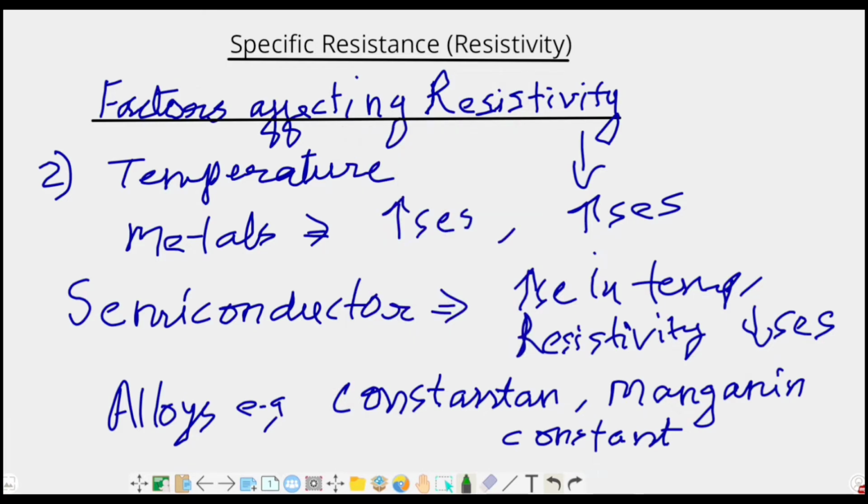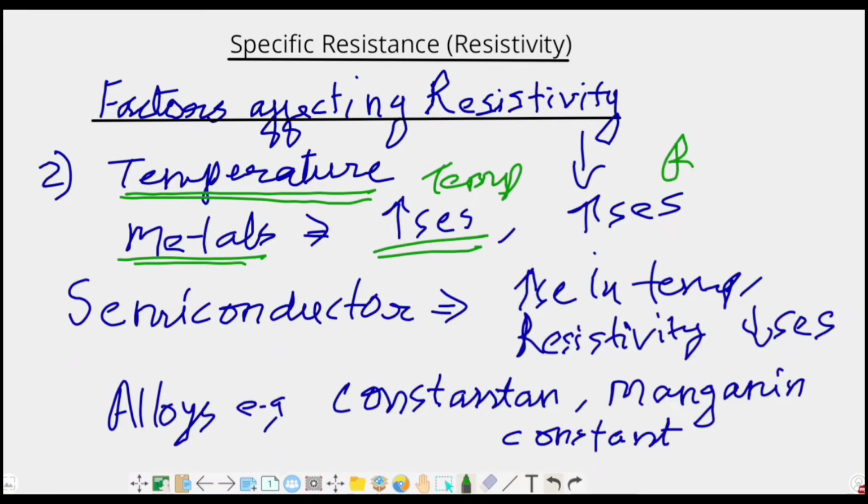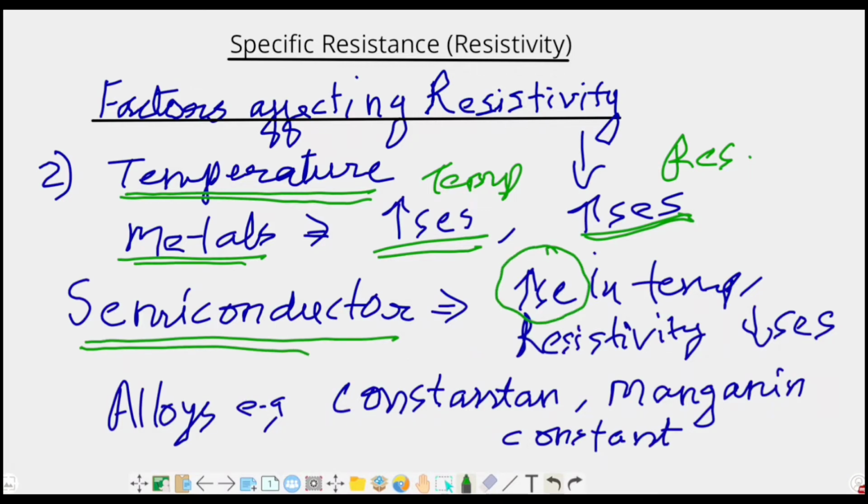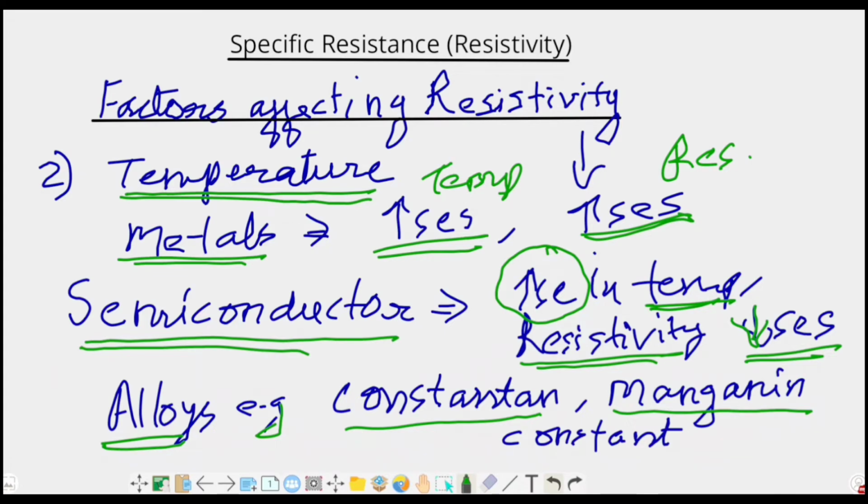What? The second factor is the temperature. For metals, as the temperature increases, resistivity also increases. But for semiconductors, as the temperature increases, resistivity decreases. Got it? But for alloys, for example, constantan and manganese, it remains practically constant with change in temperature.